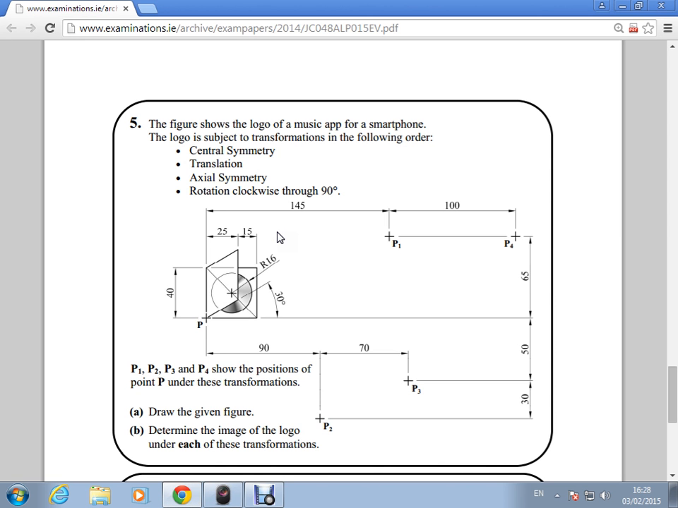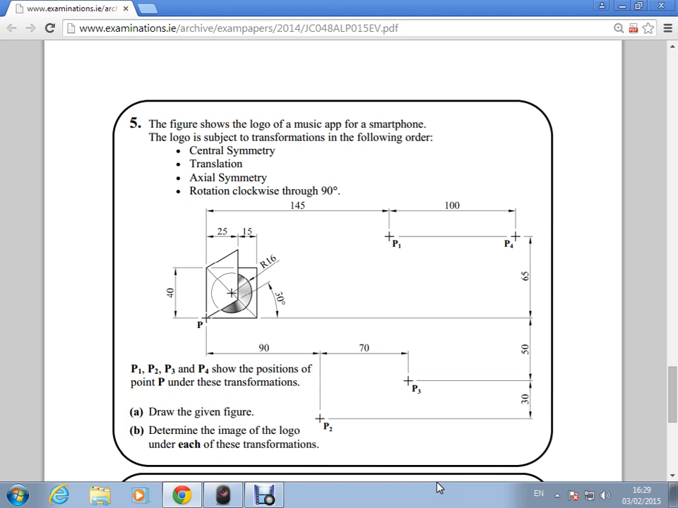For the third part of my question, the point P2 ends up at P3 after going through axial symmetry. So under axial symmetry, every point moves at 90 degrees to the line of symmetry and the same distance on the opposite side of the line. So if I join points P2 and P3, my line of symmetry will have to be halfway between points P2 and P3 and 90 degrees to that line. So if I bisect that line, I'll find the line of symmetry.